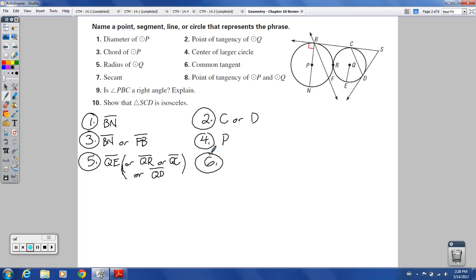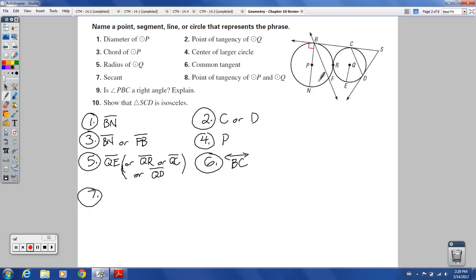Number 6, common tangent. Excuse me, still getting over this sickness I've had for a little while here. A common tangent, in other words a line that both circles are tangent to, they share in common, would be this line right here. You could call it line SC, line SB, or line BC. I would take any combination of those. It's all the same line. Why don't we go with just line BC? Those different combinations of letters would work as long as you have B and C, B and S, or C and S. Any of those 3 choices would work out.